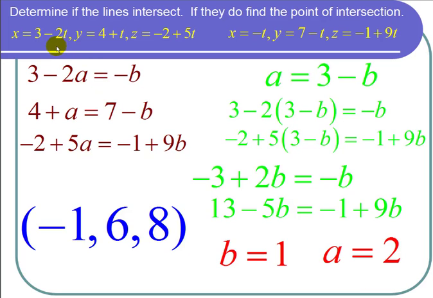And if I plug in 2 for t for this first line, I get 3 minus 2 times 2, or 3 minus 4 is negative 1. I get 4 plus 2 is 6. And I get negative 2 plus 5 times 2, or negative 2 plus 10, which is 8. And it does agree, I get the same point. So I can say that these two lines intersect at the point negative 1, comma 6, comma 8. And I'm done with the problem.